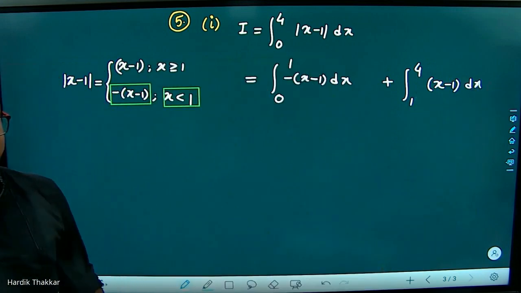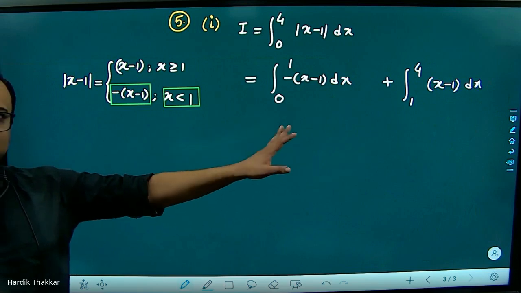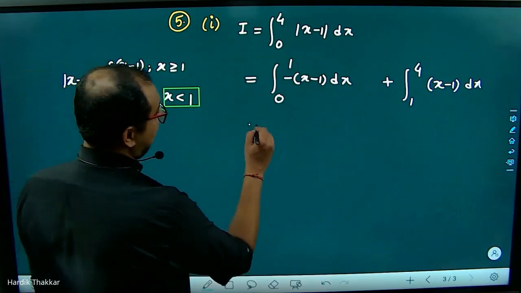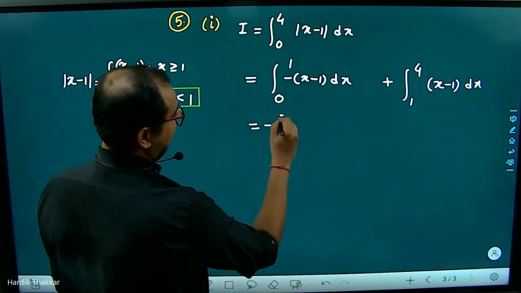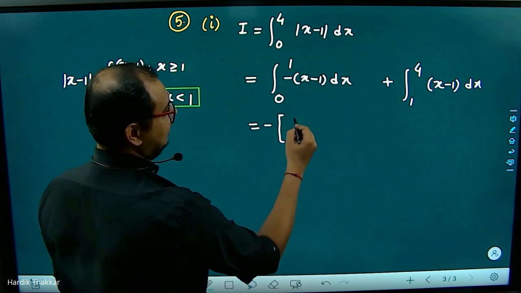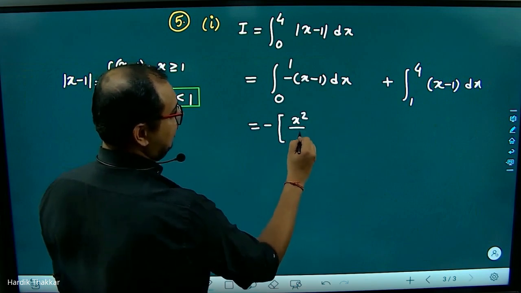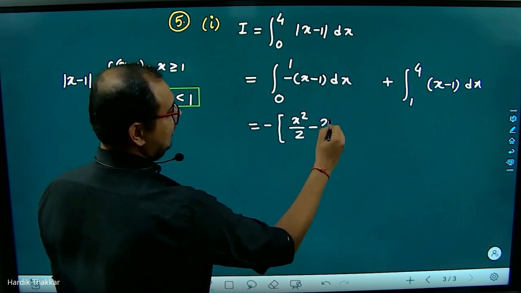Okay. Further, you can solve, Shavi. But actually, in further steps only, I have doubt. Okay, so here we can take minus outside the integral. Integration of x will be x square by 2 minus it will be x.